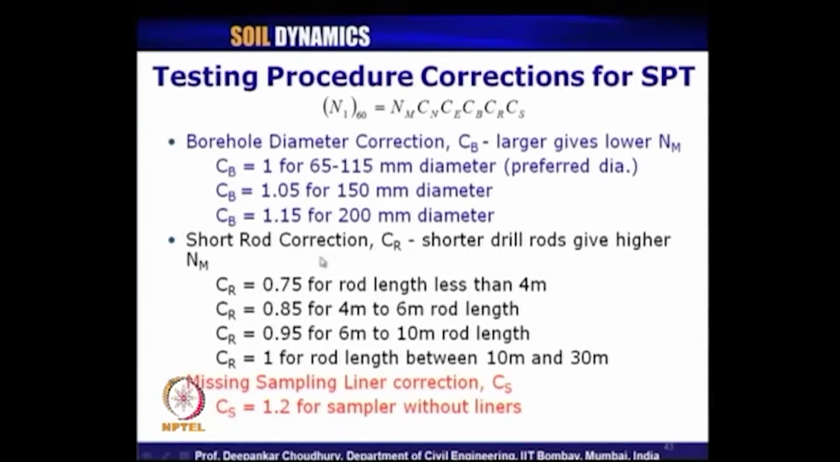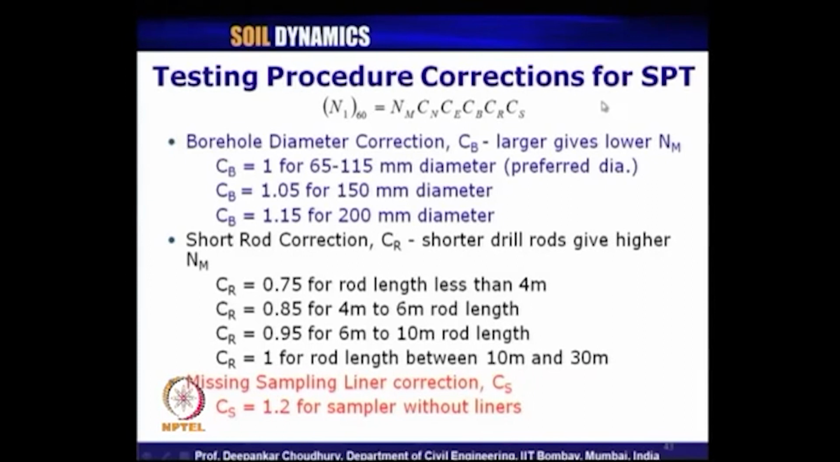Next one is the short rod correction factor CR. Shorter drill rod gives higher Nm value. As I have already mentioned, CR has been standardized as 1 for rod length between 10 meter to 30 meter, so no correction is required. But if you have a smaller rod length, say less than 4 meter, then the correction factor is 0.75. If it is 4 meter to 6 meter, then 0.85. If it is between 6 meter to 10 meter of rod length, then the correction factor is 0.95.